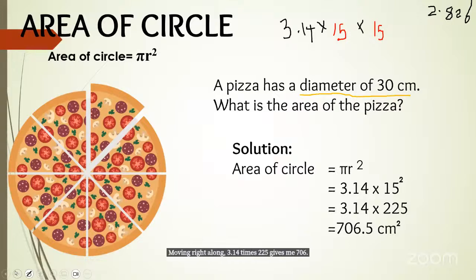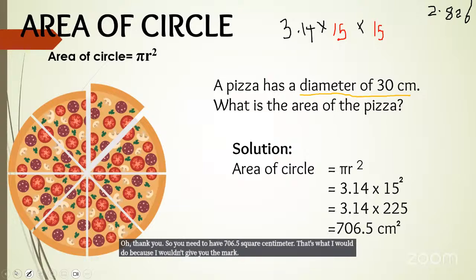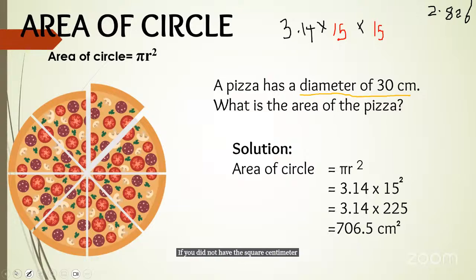706.5 square centimeters. Please take into consideration that if you had 706.5 alone, it's wrong. If you had 706.5 centimeters, that's also incorrect. Why? Oh, because of the square. Thank you. So you need to have 706.5 square centimeters. That's what I would do, because I wouldn't give you the mark if you did not have the square centimeters. Okay. Is there anyone that I lost?